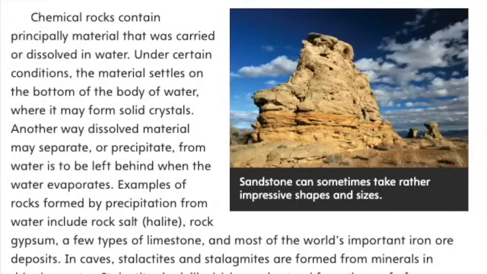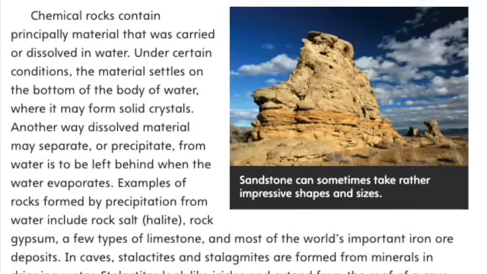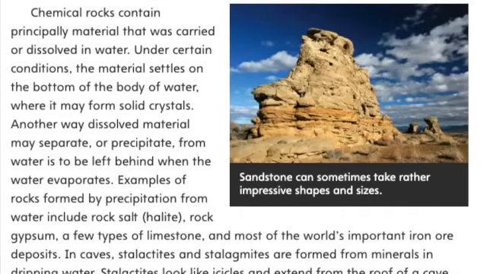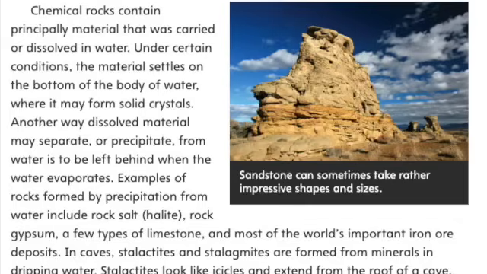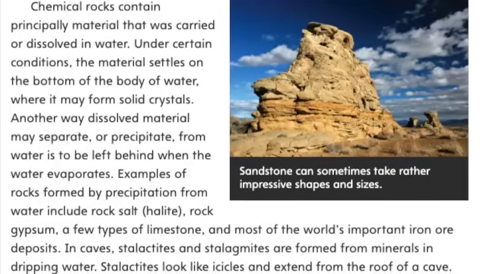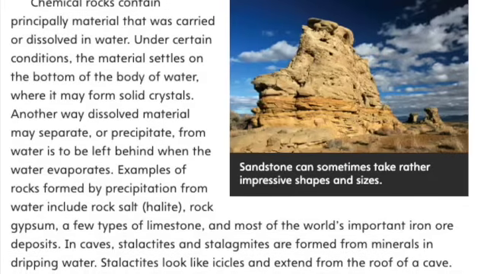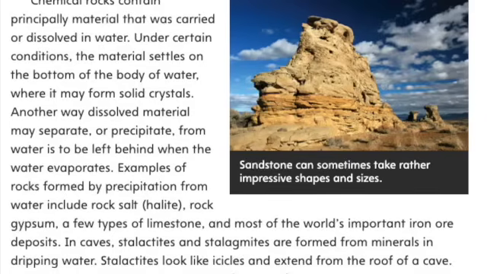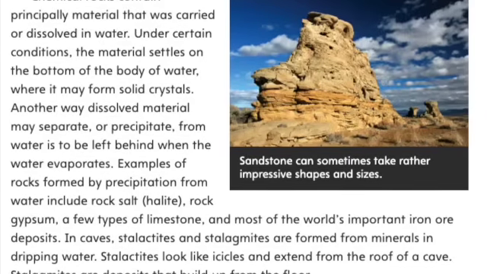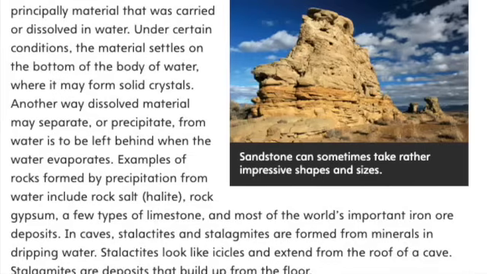Chemical rocks contain principally material that was carried or dissolved in water. Under certain conditions, this material settles on the bottom of the body of water where it may form solid crystals. Another way dissolved materials may separate or precipitate from water is to be left behind when the water evaporates. Examples of rocks formed by precipitation from water include rock salt, halite, rock gypsum, a few types of limestone, and most of the world's important iron ore deposits.